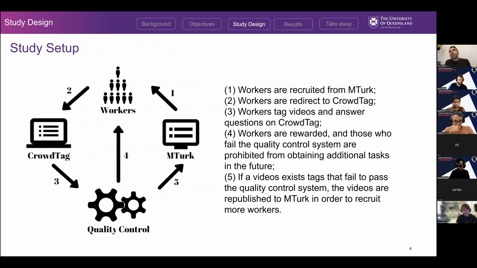In order to answer those research questions, I created a platform on mTurk by employing the APIs from mTurk. The first step is that all the workers are recruited from mTurk, and then they are redirected into my platform, and they do their annotations. Then we run some quality control methods, find the videos that receive bad quality annotations, publish those videos into the platform again, and recruit more people from that network.